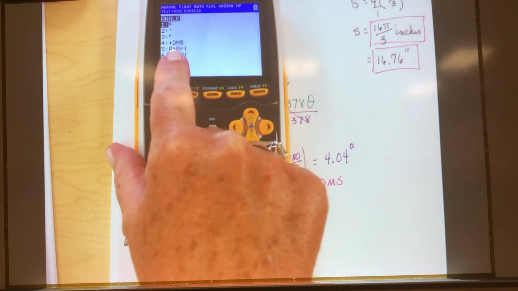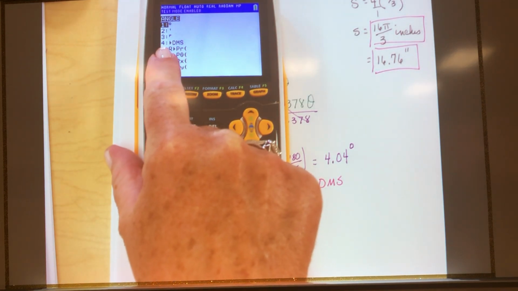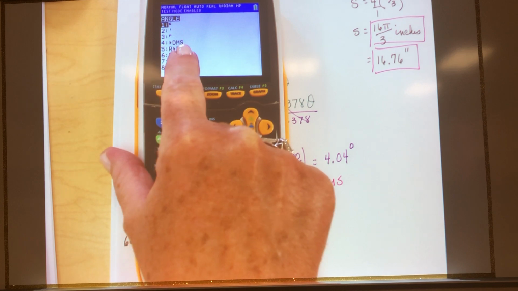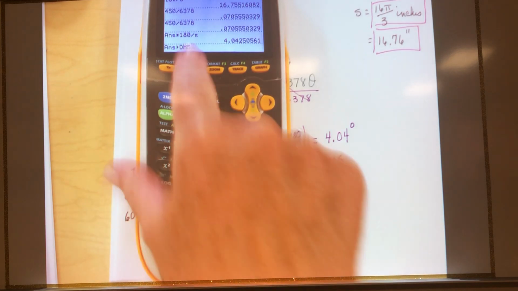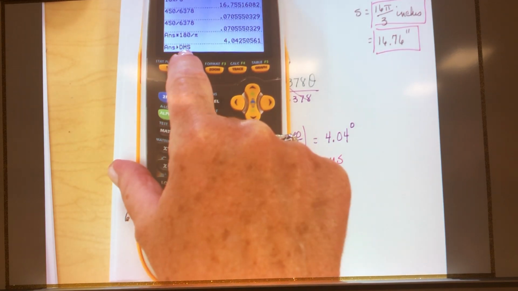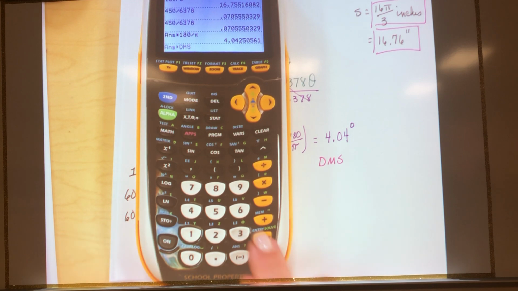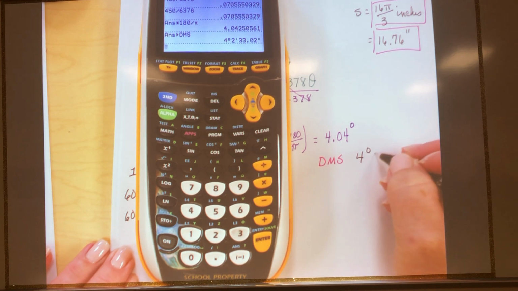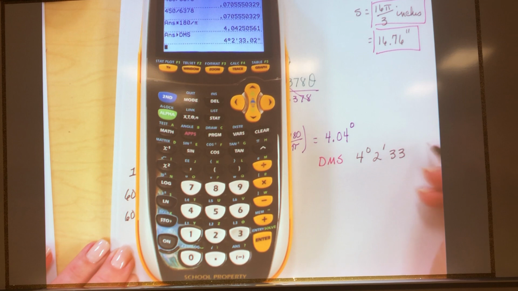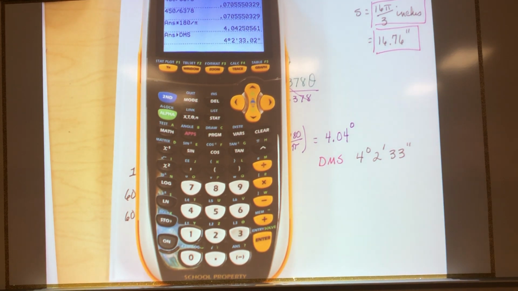But look at that handy button. Hey, you wanna go to degrees, minutes, and seconds? Yes, I do, so I'm gonna choose number 4. And it asks, do you wanna take your answer and change it into degrees, minutes, and seconds? Yes, sir, and there it is. 4 degrees, 2 minutes, and 33, rounded off to the nearest second, 33 seconds. Those are the same thing.